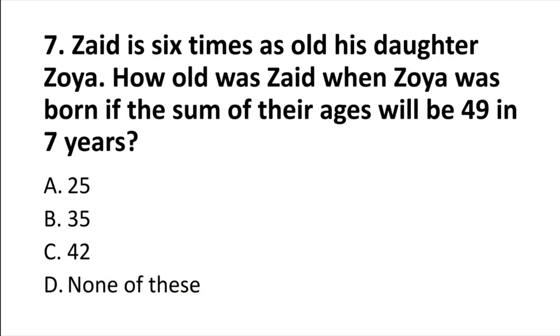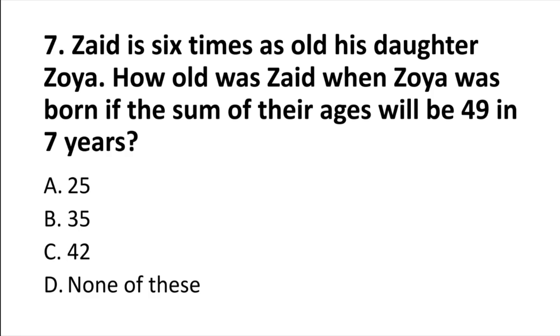MCQ number 7. Zed is 6 times as old as his daughter Zoya. How old was Zed when Zoya was born, if the sum of their ages will be 49 in 7 years? Options are 25, option B 35, option C 42, option D none of these.